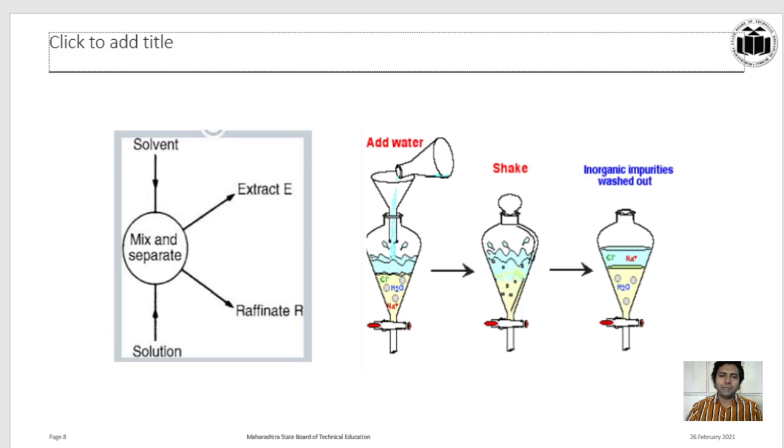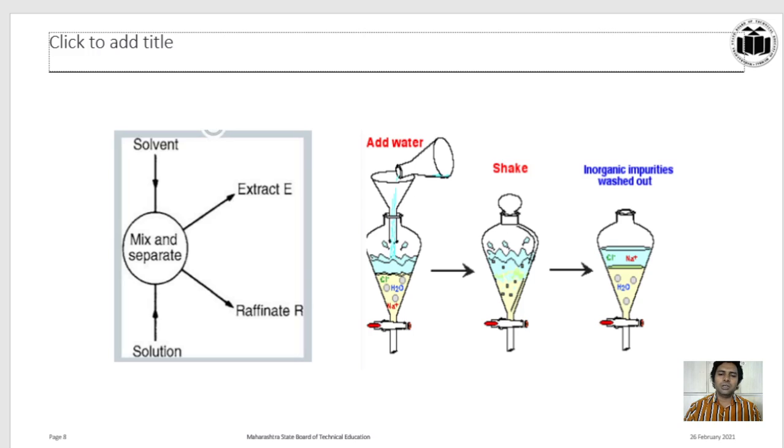Now look at the diagram. The left side diagram shows the mixing and separation for the particular solvent and the solution. First we feed the solution to the mixer. Then an appropriate organic solvent is added to the solution. Both are intimately mixed with each other, and after certain settling the two phases are formed. The first one is the extract, denoted by capital E, and the second one is the raffinate, denoted by capital R. And in the right portion we have the separating funnel.